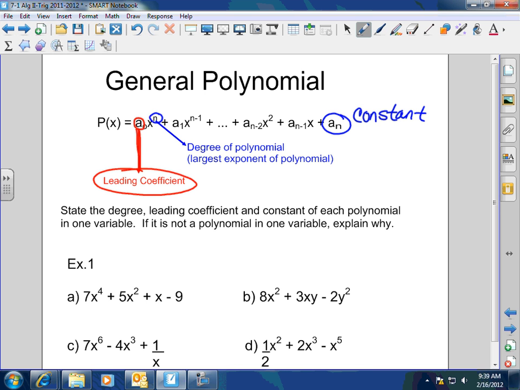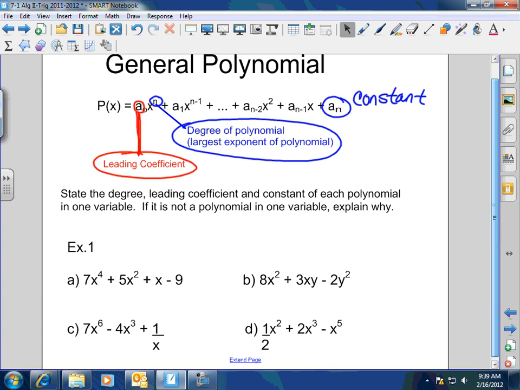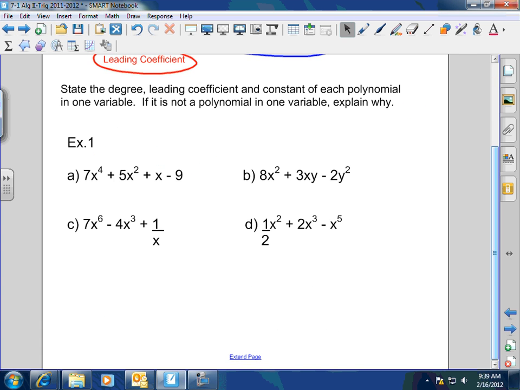And the exponent of the leading coefficient is the largest exponent of the polynomial. That's going to determine the degree of the polynomial here. Make sense? Okay. Now, let's run through these right quick. I want you here, please, to tell me the degree, the leading coefficient, and the constant of each polynomial in one variable. If it is not a polynomial in one variable, explain why.